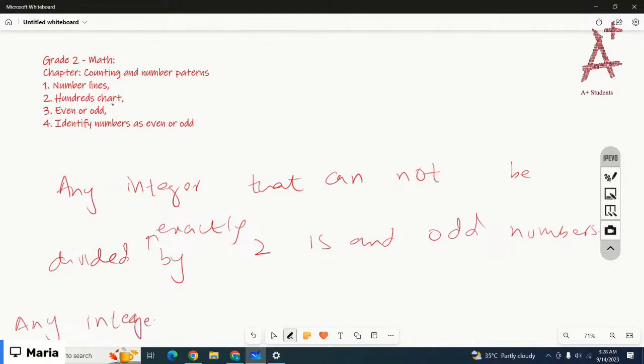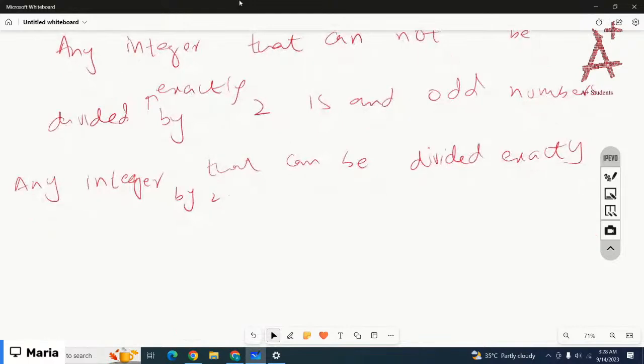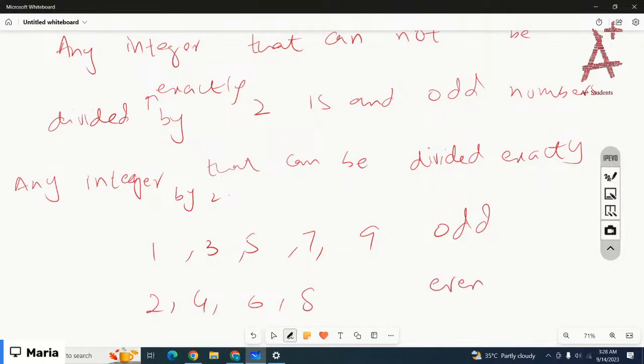Any integer that can be divided exactly by 2. Let's just do some examples, right? Okay, for example, you have 1, 3, 5, 7, 9. They are the odd numbers. The numbers 2, 4, 6, and 8 are the even numbers, right?